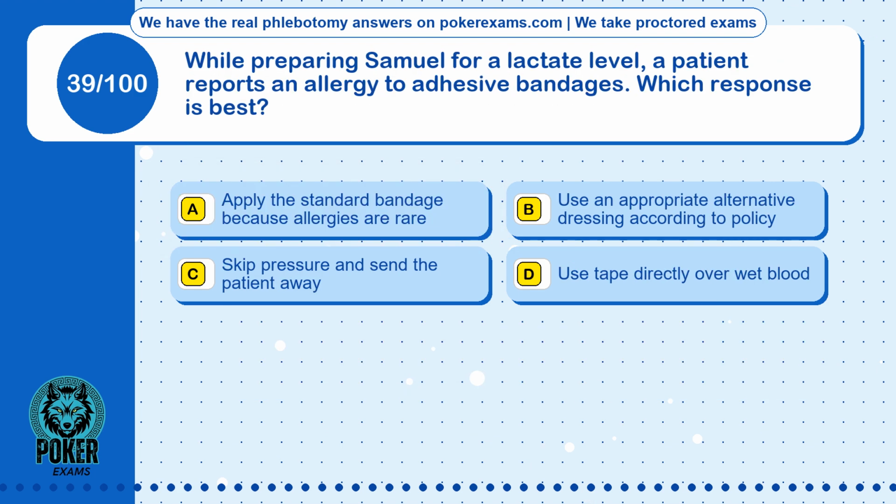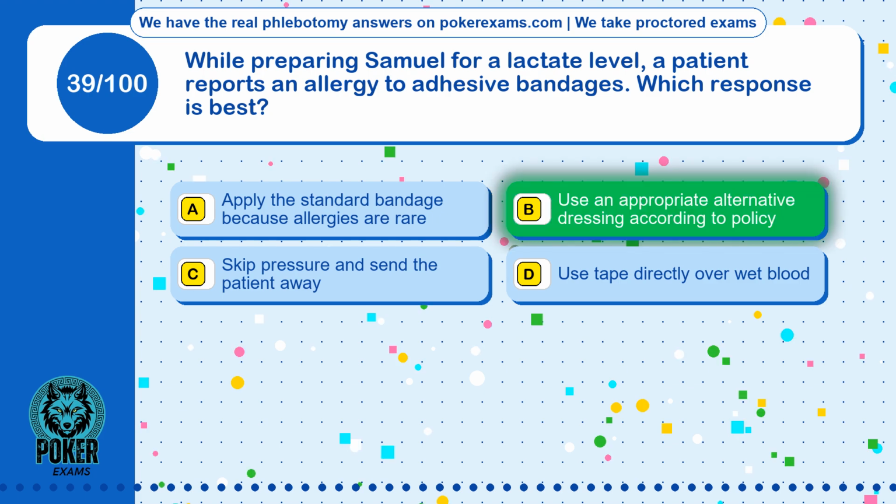Question 39. While preparing Samuel for a lactate level, a patient reports an allergy to adhesive bandages. Which response is best? Option A, apply the standard bandage because allergies are rare. Option B, use an appropriate alternative dressing according to policy. Option C, skip pressure and send the patient away. Option D, use tape directly over wet blood.